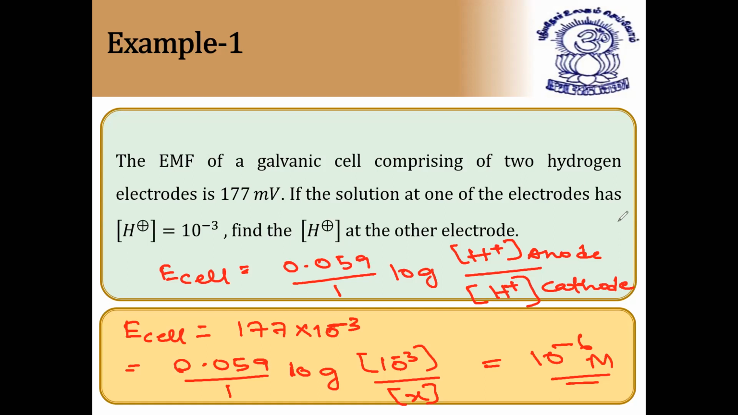I hope this is clear. When similar electrodes are given in the solution for a galvanic cell, you have to use this formula. I hope it is clear. Next question.